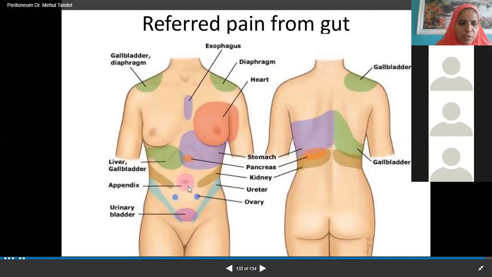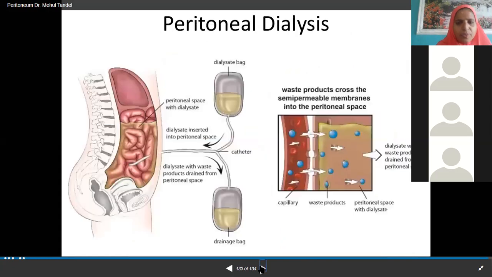Appendix pain is felt around the umbilicus. Ovary pain is felt between the urinary bladder, that means the pubic symphysis, and the umbilicus. In between this point, ovary pain is felt. These are referred pains.